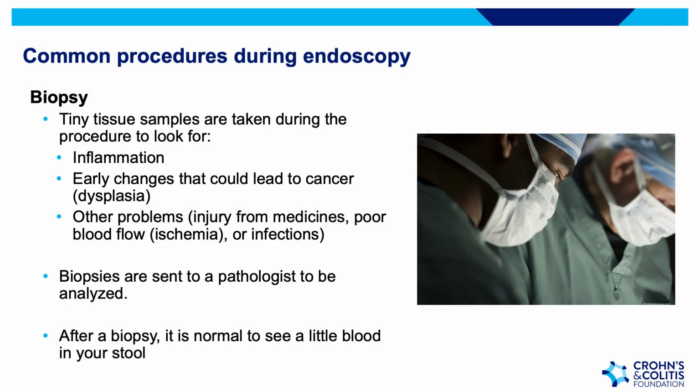They're very small but informative, and they help us look for inflammation, early changes that could lead to cancer, also termed dysplasia, and any other problems or indications for why someone might not be feeling well, including injury from medications such as NSAIDs, poor blood flow, which is also known as ischemia, and sometimes we can also pick up signs of infection. These biopsies, after they're taken, are put in a jar and then sent to the pathologist to be processed and then analyzed.